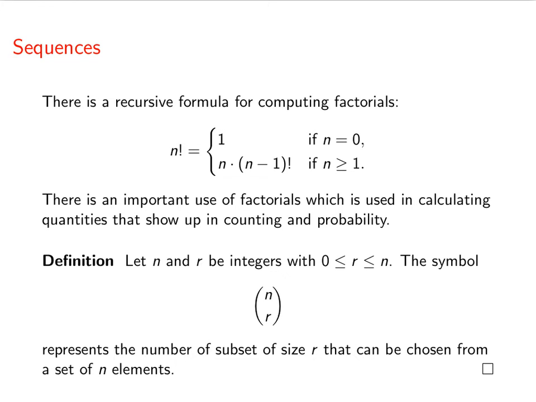So here's a symbol that we're going to define. So n and r are going to be integers. r is between 0 and n. And the symbol looks kind of like a fraction with parentheses, but there's no fraction bar. So the way you read this is n choose r. And later on we're going to talk about why we use the word choose. And it represents the number of subsets of size r that can be chosen from a set of n elements.